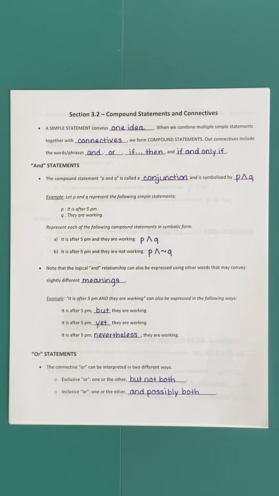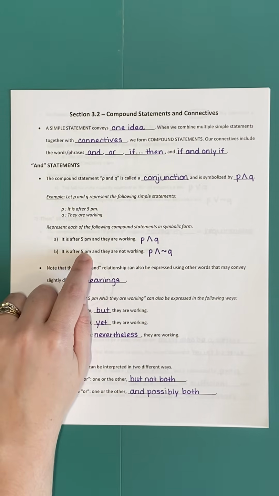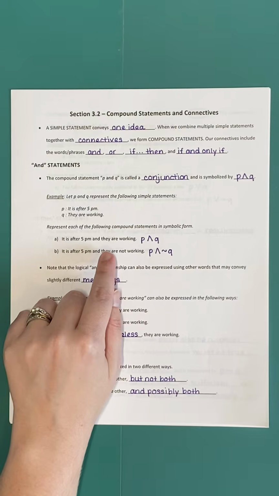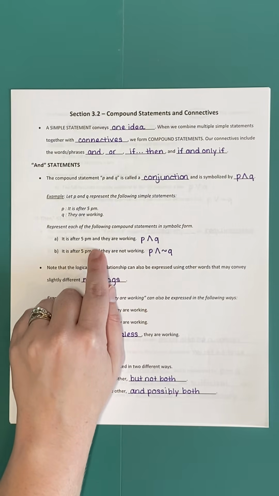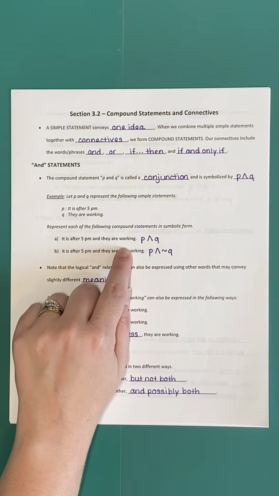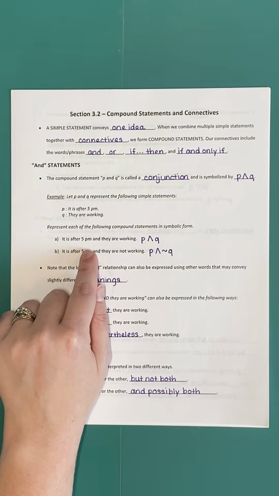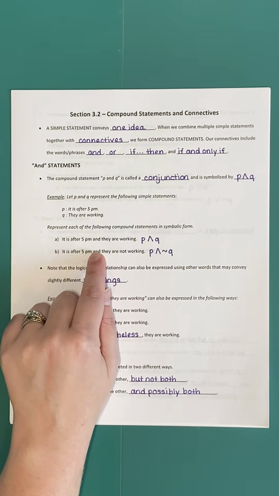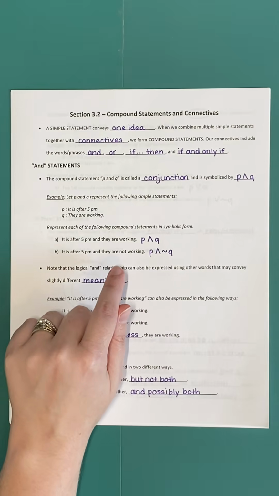So if we think about removing those 2 words, which are not part of the statements, they're additions to the statements, we still have it is after 5 p.m. and we have they are working. If we removed that and that not. So we have P and they are not working would be not Q.